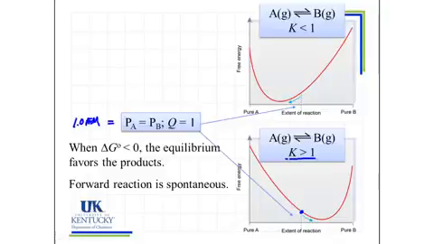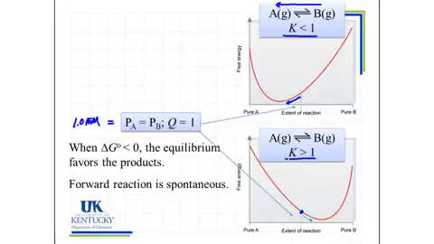Up here in the top graph, we have a situation in which K is less than 1. Well, we learned in equilibria sections that if K is less than 1, the reaction has to proceed towards reactants. It's going to go this way. So it's heading in the direction of making more A and less B. The energy is going to decrease as it goes in that direction until we get to that minimum.